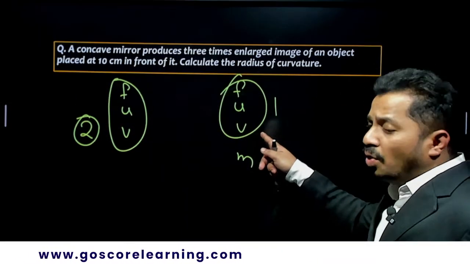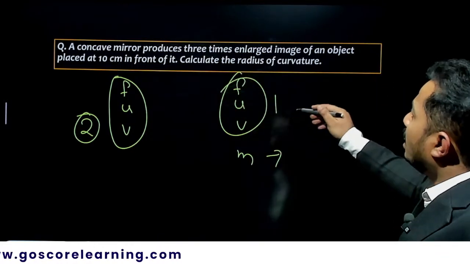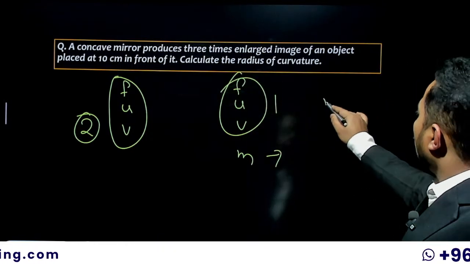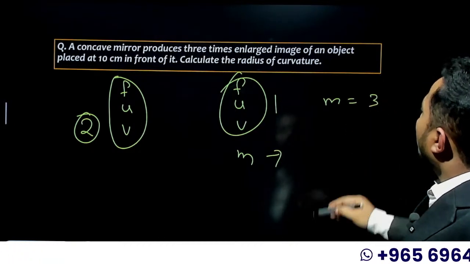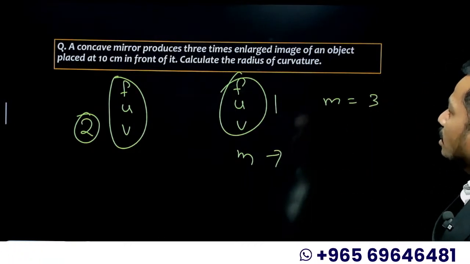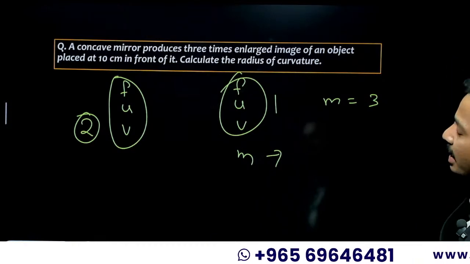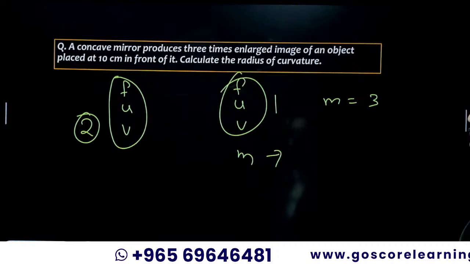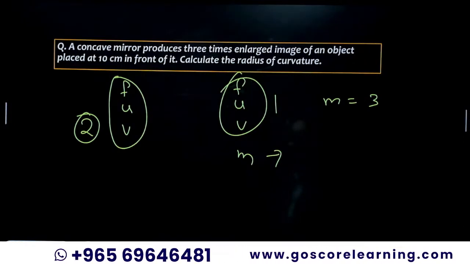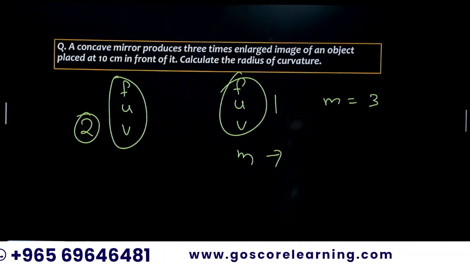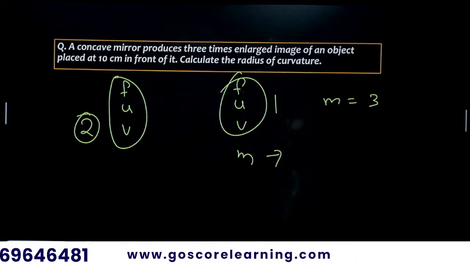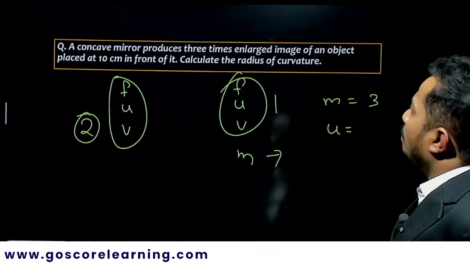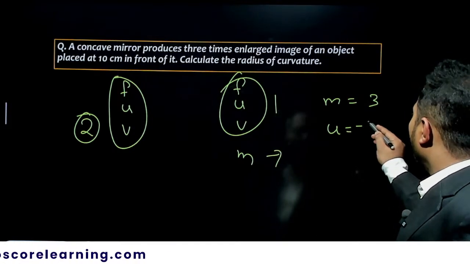Here, what is given? The concave mirror produces a 3 times enlarged image of an object, so M is equal to 3. Since it is an enlarged image, we can take M is equal to 3. The object is placed 10 centimeter in front of it, so U is equal to minus 10.